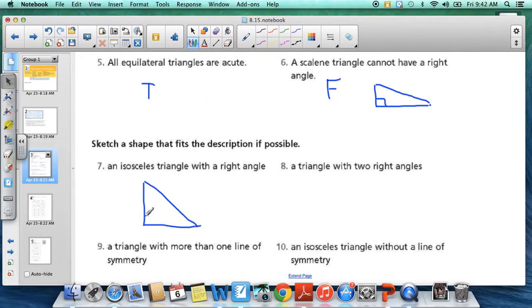Okay, so there's a right angle right here. And then we have two congruent sides. Yay! So there we go.